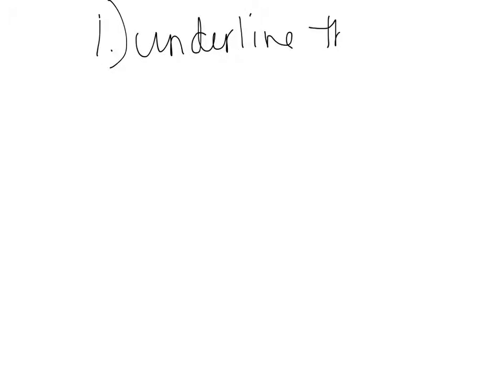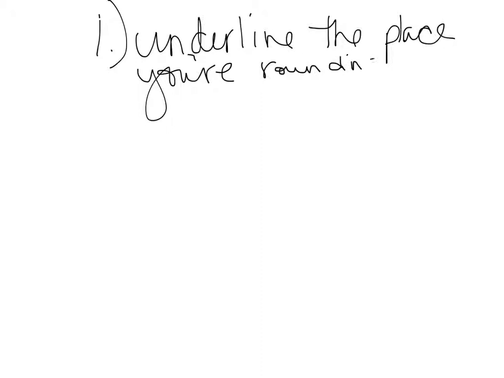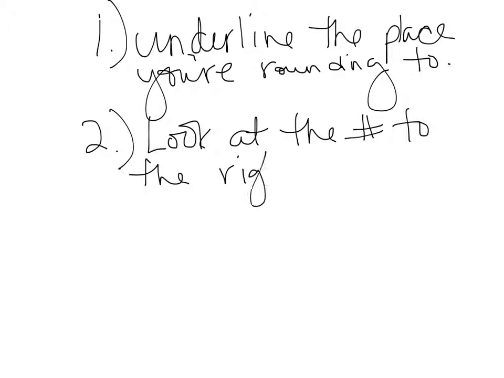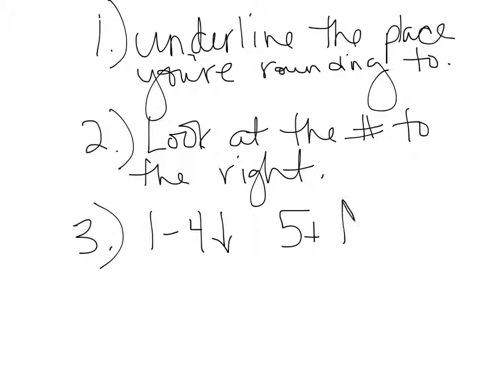What I would highly suggest is to make sure that we are rounding and keeping these steps in order. The very first step is to underline the place you're rounding to. That's the very first step to keep in mind. The next step is you are going to look at the number to the right. Like we said, if it's a 1 through 4, you are going to round the number down, and if it's a 5 or higher, you're rounding the number up.